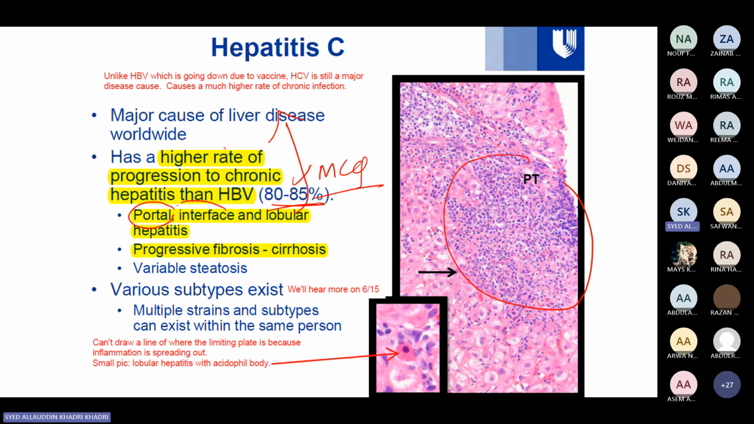You can see at this stage the portal inflammation. I taught you the interface inflammation, and the lobular hepatitis. All these things are clearly seen in this one. So you can see over here, it breaks the portal tract. It goes to the interface. It goes to the whole lobule, especially in hepatitis C. And you can see even the steatosis. Sometimes you can see lipid vacuoles coming up. The various subtypes do occur. Multiple strains can be seen. Try to read the textbook.